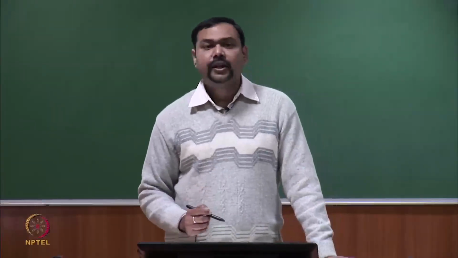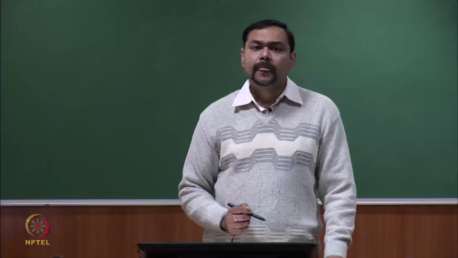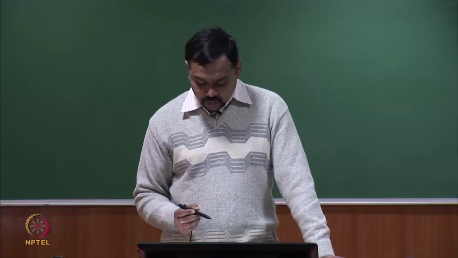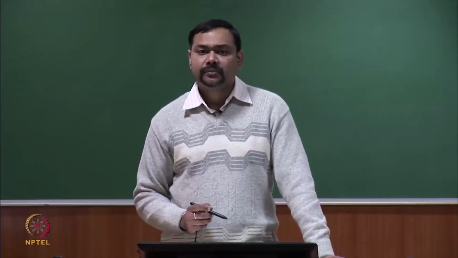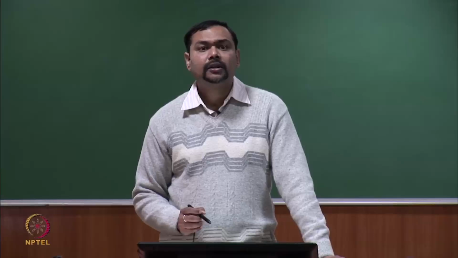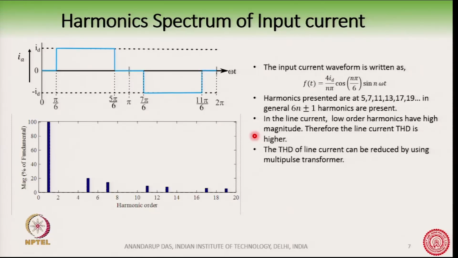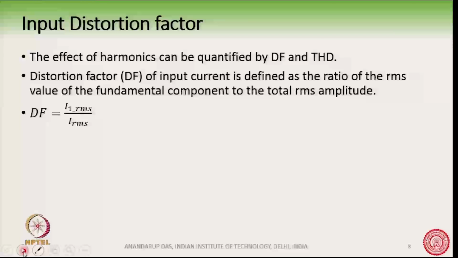One way of taking care of this is using a multipulse transformer, that is, more than a 6 pulse transformer. We will study one of these, the 12 pulse transformer, and subsequently higher pulse transformers also. Before I go into that, let me also quantify certain things and put some definitions, like distortion factor. Distortion factor is a kind of measure of harmonics.